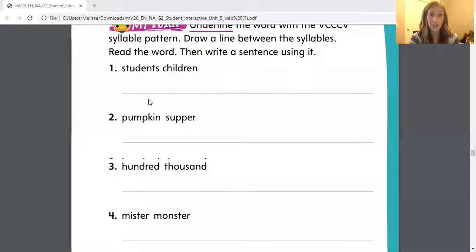So on number 1, you need to use the word children in the sentence. On number 2, use the word pumpkin in a complete sentence. On number 3, you'll use the word 100. And on number 4, you will use the word monster. Make sure your sentences have capitals at the beginning and correct punctuation throughout and at the end of the sentence.